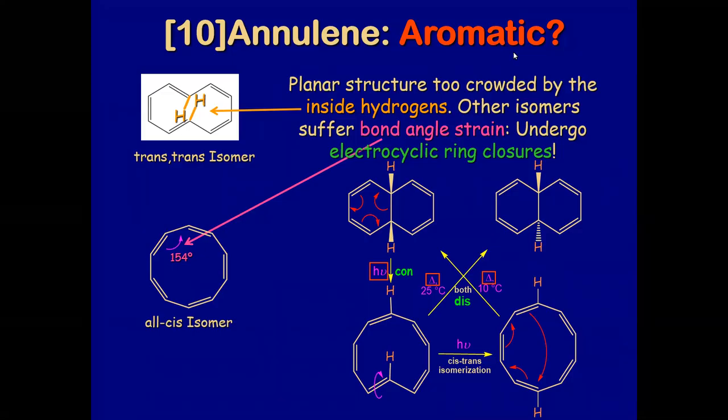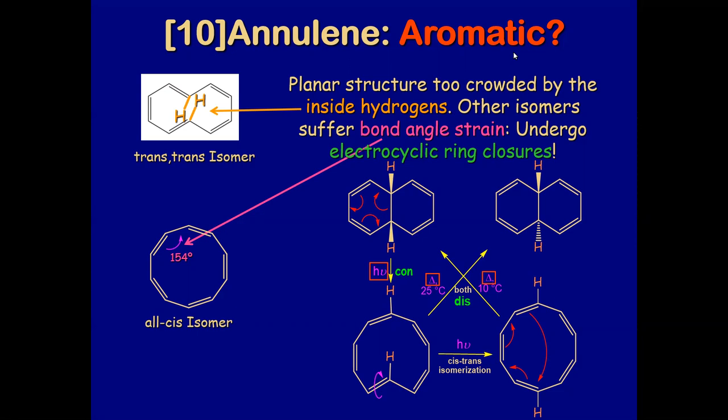During our last lesson, we have been thinking about our business. So pretty much what we were saying was, in order to be aromatic, you need to be planar, you need to have continuous conjugation, and you need to obey the 4n plus 2 rule, where n is a whole number.